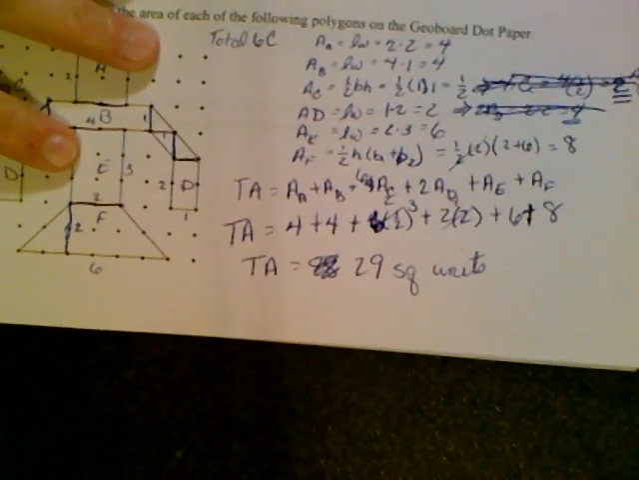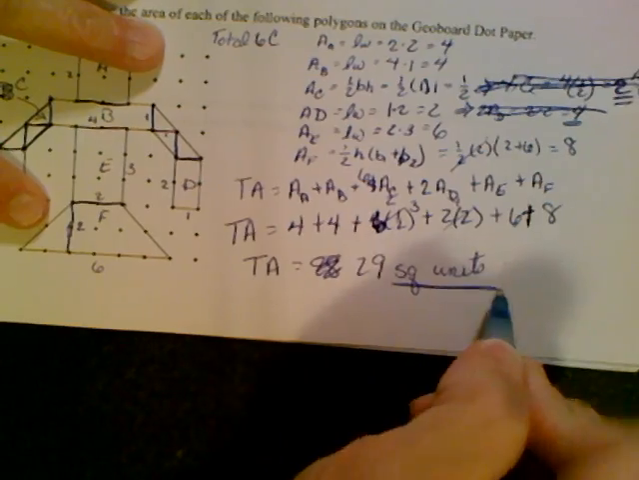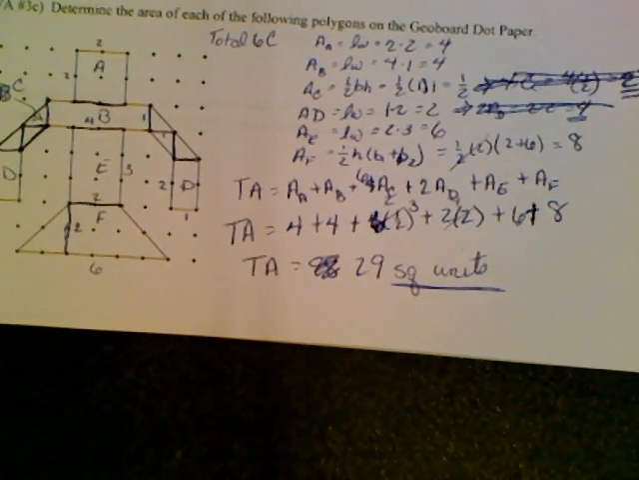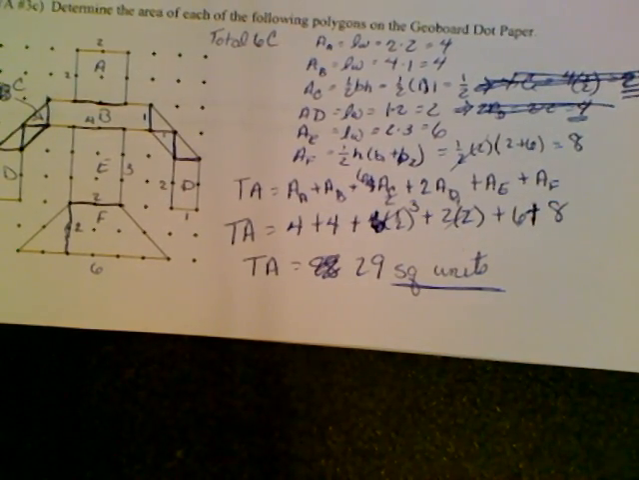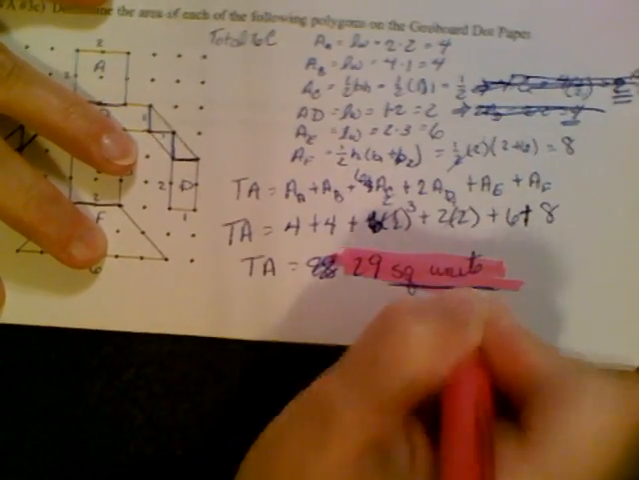Okay? Make sure you put the square units. Otherwise, you will miss it. Since I've done all the areas in pink, I will keep doing that. So there is my pink. And that concludes that example.